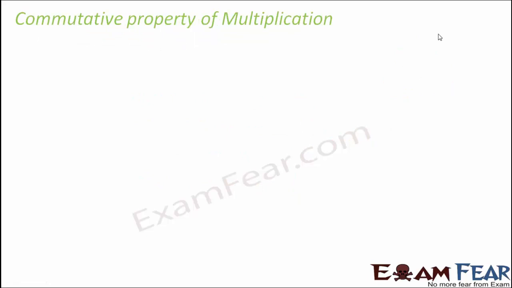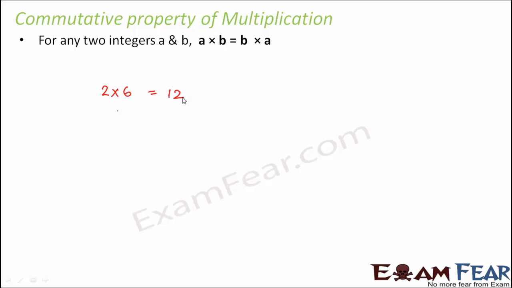Next is commutative property. So when it comes to commutative property, again we talk about the same interchange of integers. So we say that for any two integers a and b, a into b is equal to b into a. So let us prove this with a lot of examples. So let us say we take two integers, 2 into 6. So the result is 12. Now if we reverse their order, that is 6 into 2, then also we get the same result. Similarly, you try with other integers, minus 2 into 3 gives minus 6. Similarly, 3 into minus 2, this also gives minus 6.